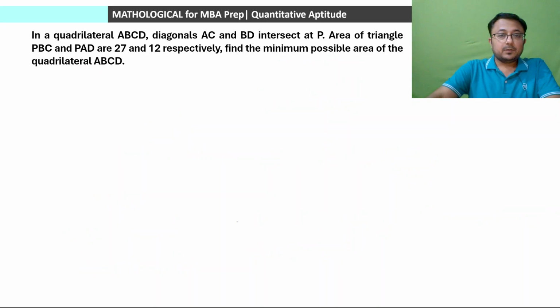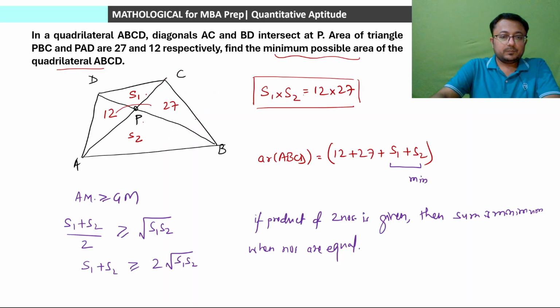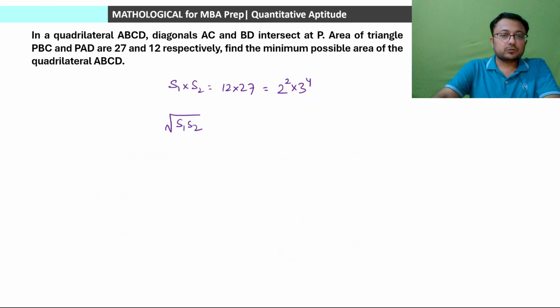Okay. So S1 into S2 is 12 into 27. 27 is 3 cube. 12 is 2 square into 3. So this will be 2 square into 3 to the power 4. So square root of S1 into S2, because S1 plus S2 का मिनिमम वैल्यू कितना होगा, 2 square root of S1 S2. तो square root of S1 S2 will be equal to 2 into 3 square, which is equal to 18.